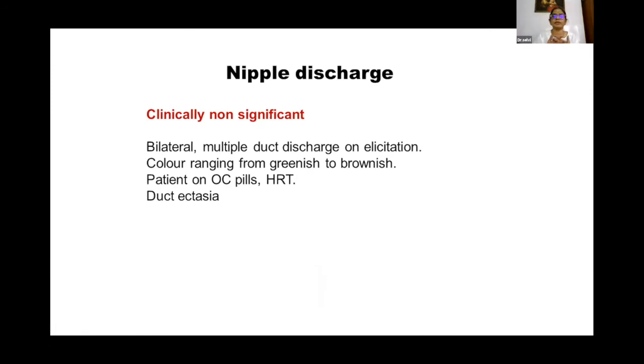The other problem that we commonly see in the menopausal age group is nipple discharge. Of course, this can occur in any age group, but we see this more commonly around the menopausal age group. Many of them are clinically non-significant: something that is bilateral, something that is multiple and happens only on elicitation, and the color ranging from greenish to brownish. Patients, obviously in this age group, may not be on OC pills, but on some form of menopausal hormone replacement therapy. And patients with duct ectasia.